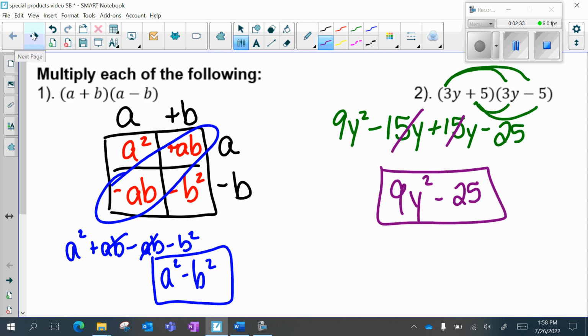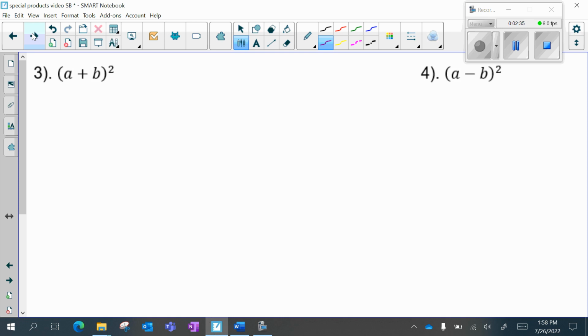Take a look at the next 2. So these are both written condensed. They don't have 2 binomials, but remember that something squared means it's multiplied by itself. So this is really a plus b times a plus b. So you could write this out, and then it's exactly like the previous ones that we just did. Why don't you take a minute to pause, try it on your own, and then hit play to check your answer.